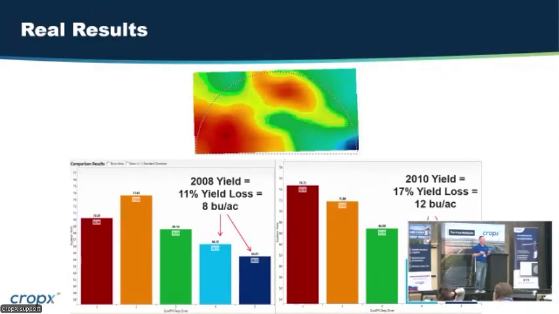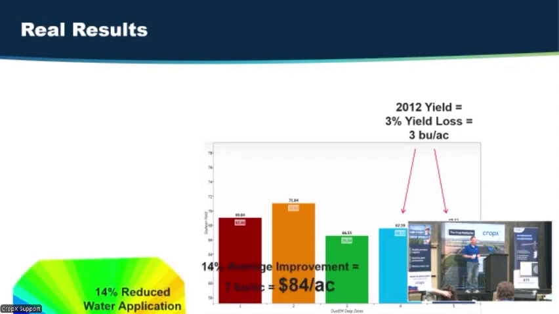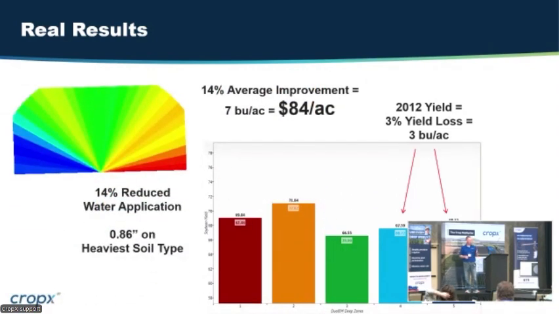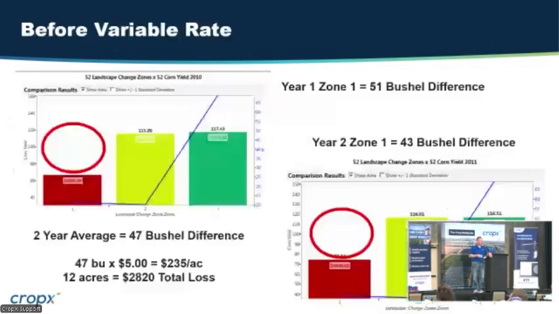And this is probably more noticeable. You guys are probably all well aware how much water affects soybeans more in those heavier soil types. But in the 2 previous years, you can see we had an 11% and a 17% loss just in those last 2 zones, just in the 2 heavier soil type zones. Well, after VRI, we reduced our water application by 14%, and we improved yield by 7 bushel an acre, which equated to $84 an acre just in those 2 zones.